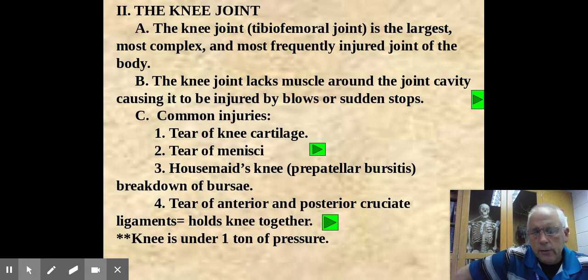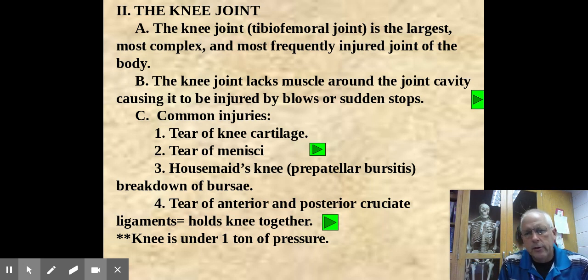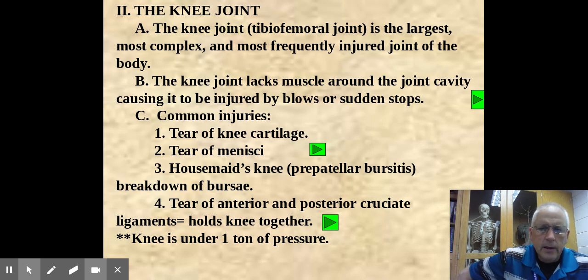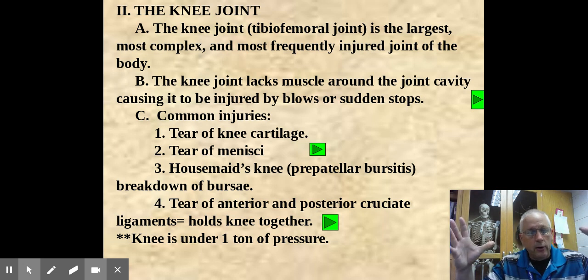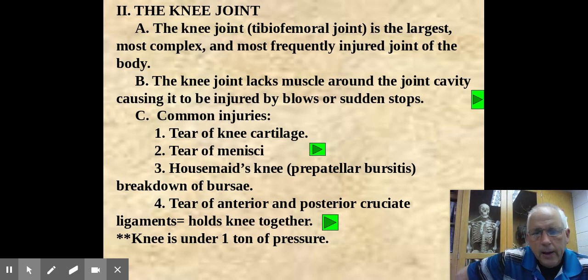Housemaid's knee is also called prepatellar bursitis. We have little pads around our knee. There's 13 of them filled with fluid. And when we hit our knee on things, that helps cushion the blow and protects the bones from injury. So you see sometimes people hit their knee real hard and it goes whoop, swells out. It looks really serious. It's not.